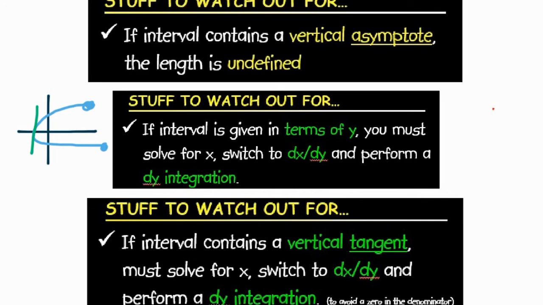Both of these situations are in terms of y, so that you don't get an error when you try to calculate your integral. So you're ready to start your assignment, and as always, do a great job.